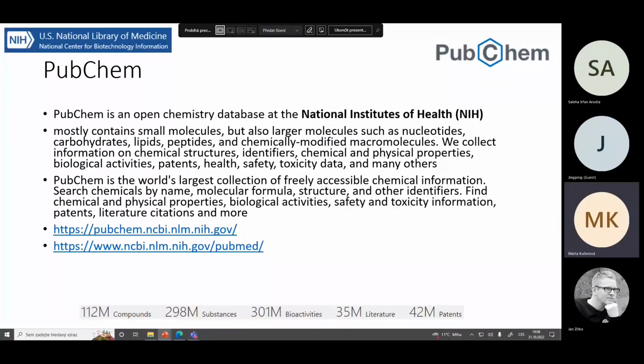PubChem is a database of compounds or chemicals provided by PubMed. It is governed by the National Institutes of Health in the United States, and you can find there small molecules, but also larger molecules, for example, nucleotides, carbohydrates, lipids, peptides, and other macromolecules. As PubMed is freely available, this database is also available, and you can see some statistics at the bottom of the slide.